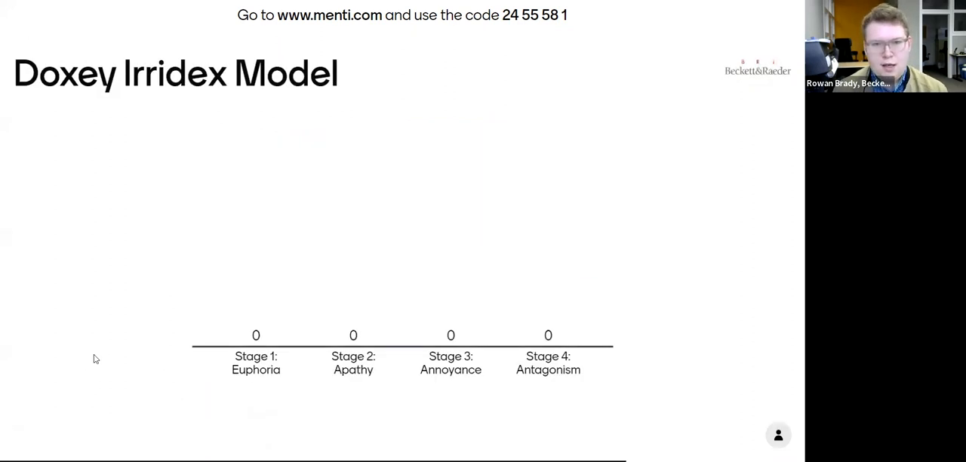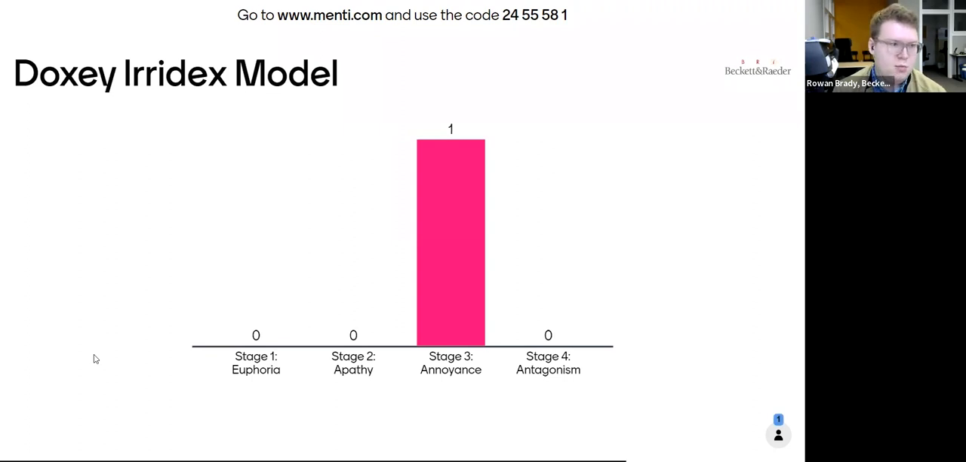So thinking about the four stages of Doxey's Irridex model, one, euphoria, two, apathy, three, annoyance, four, antagonism, where do you see Traverse City at? Apathetic, annoyance, a little antagonistic. That's valuable feedback, everyone. Thank you. Sarah, if you want to go back to the presentation.